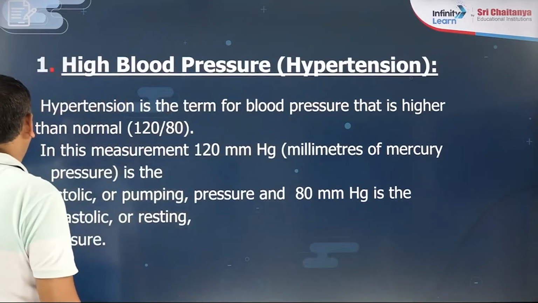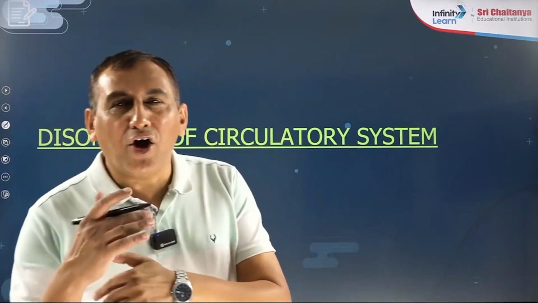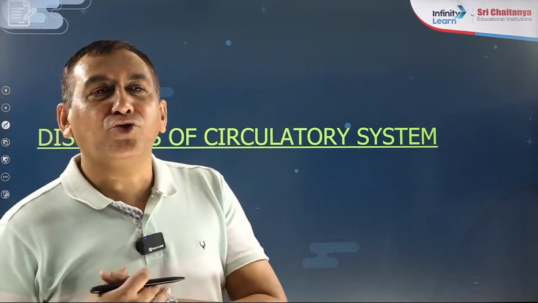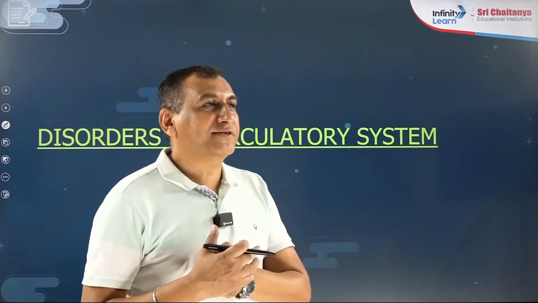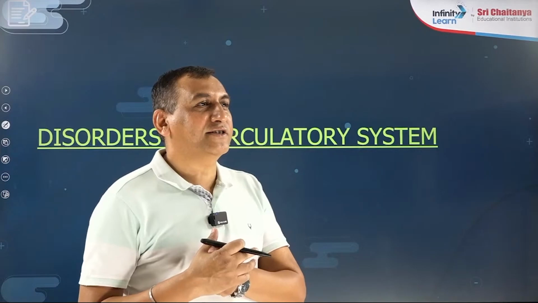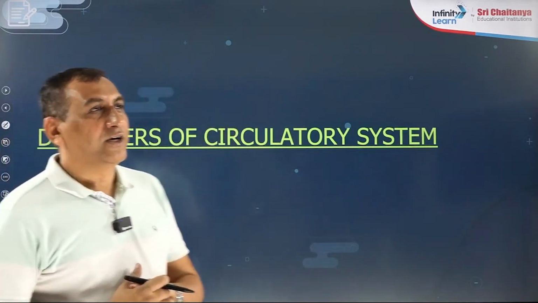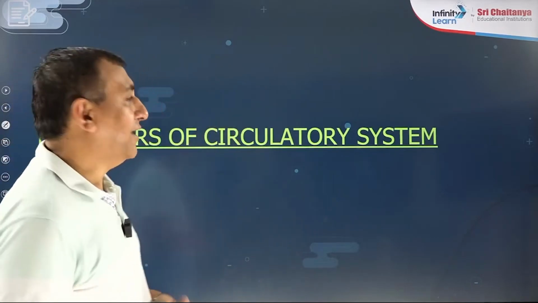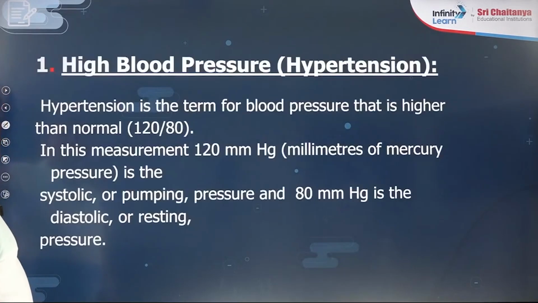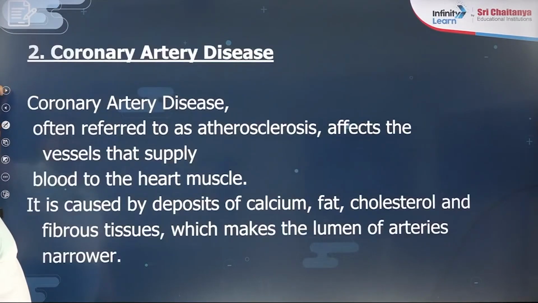Now, first I will remove the slide. Then I will ask, what is the normal blood pressure of a healthy human being? Yes, Dikshita, you have written absolutely correct. That is 120/80, not 80/120. Because first we write the systolic, then we write the diastolic. So the blood pressure is 120/80.